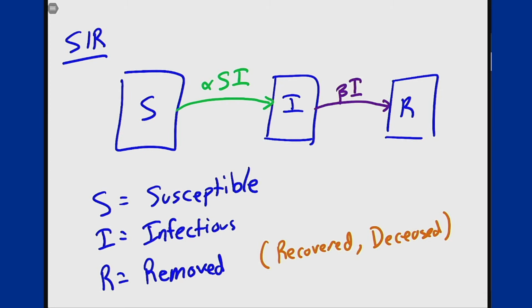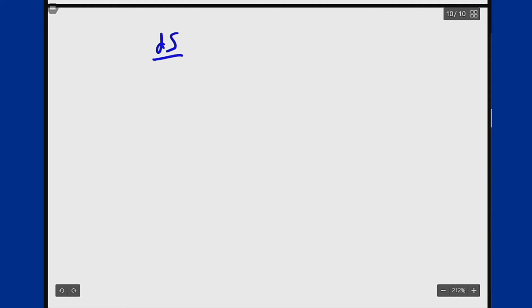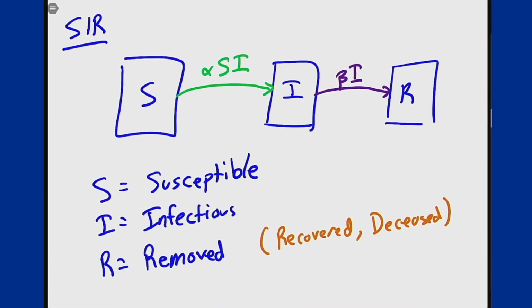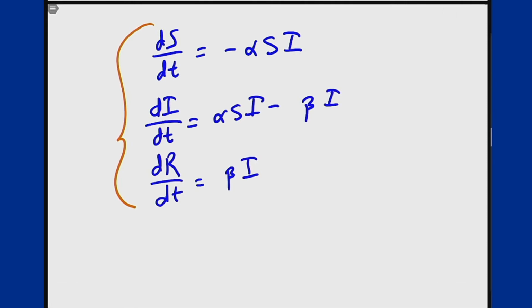So what does this mean? Well, this means I can write a differential equation system that models this. This tells me that, for instance, dS/dt is negative alpha S I. Scroll back up. The S box has one arrow leaving it with rate alpha S I, so that comes in as a negative sign in my equation here. I could similarly write the other two. And this system here is the basic SIR model for disease spread.